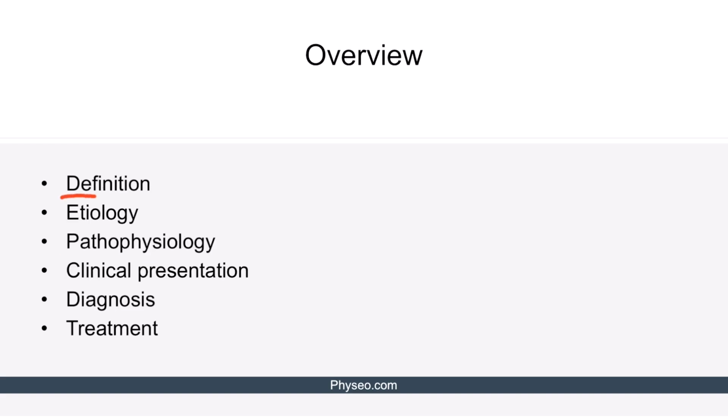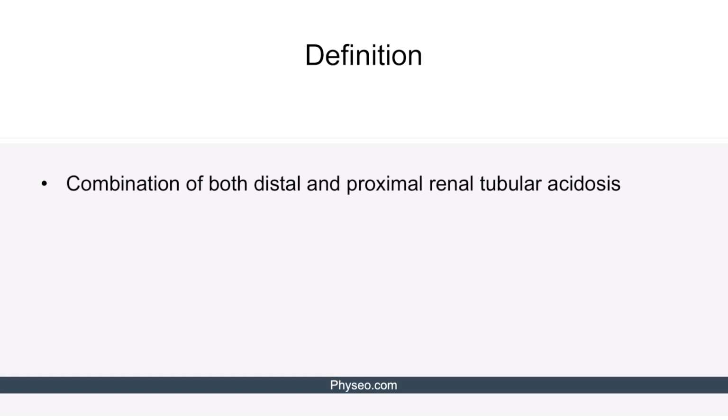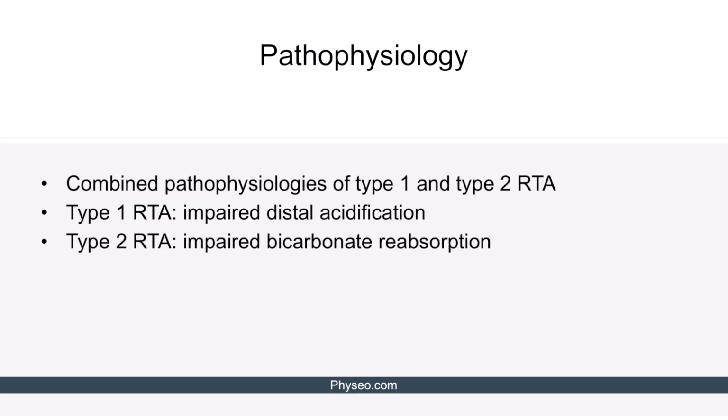Again, let's begin with the definition. As the name suggests, mixed renal tubular acidosis is a combination of both distal and proximal renal tubular acidosis, and it's a rare type of RTA. The pathophysiology is the combined pathophysiologies of type 1 and type 2 RTAs. Type 3 RTA is characterized by impairments in both bicarbonate reabsorption and distal acidification.